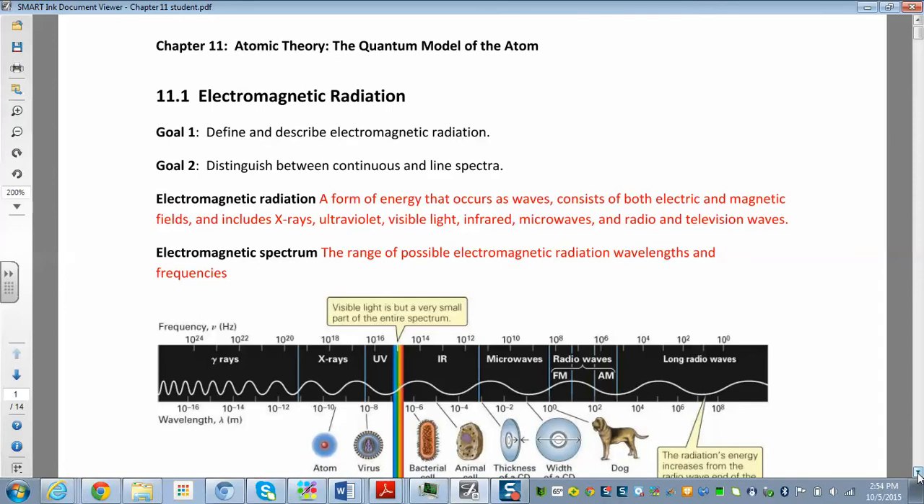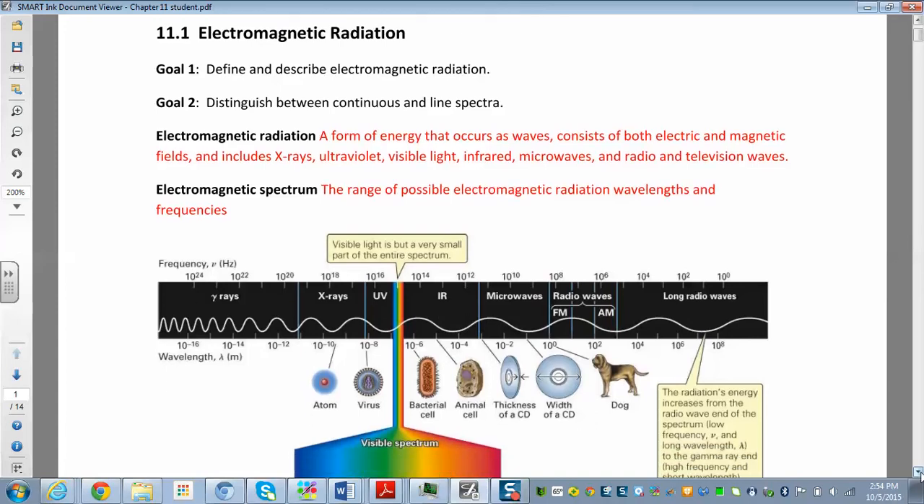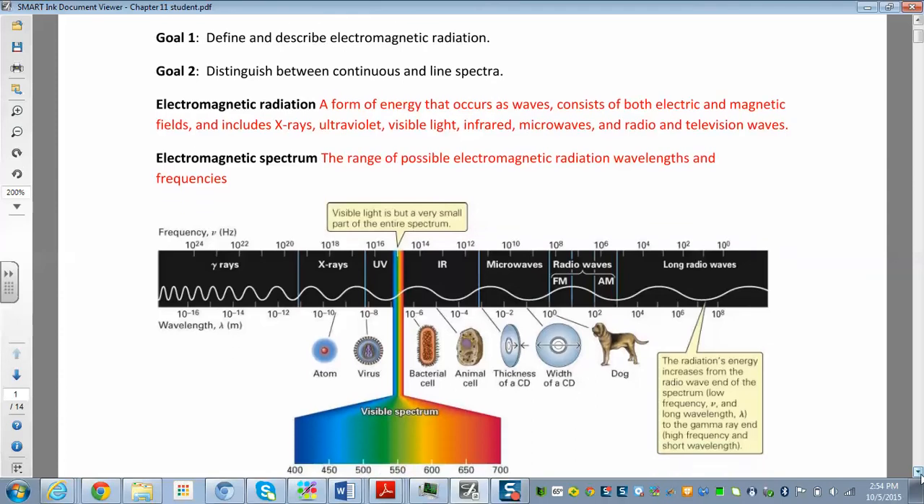So, electromagnetic radiation. You may have heard of that before. It's a form of energy that occurs as waves. You're looking at radio waves, gamma rays, X-rays, UV, IR. All these things are part of the electromagnetic spectrum. You don't have to memorize this.